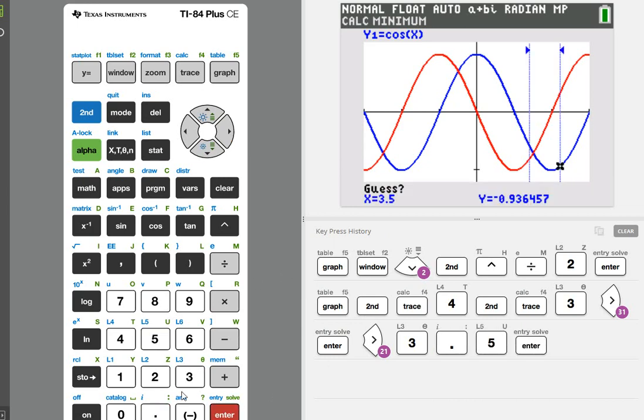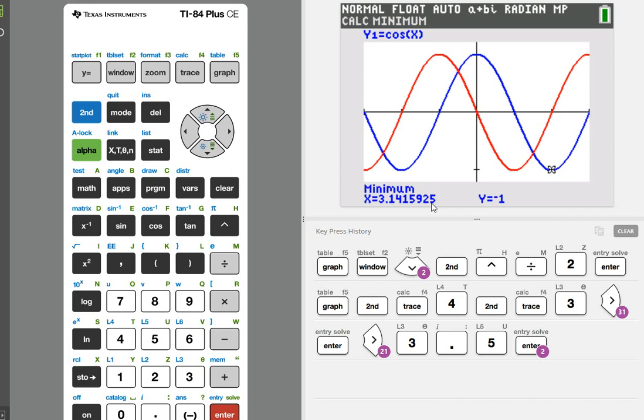It's going to look for a minimum point in this interval between this point here and this point here. You see the arrows up there showing you where it's looking for a minimum point. And it says, what's your initial guess? Just press enter. Let your calculator do the work. And there you go. Hopefully you recognize that value as really being the first few digits of pi. That's your minimum point.